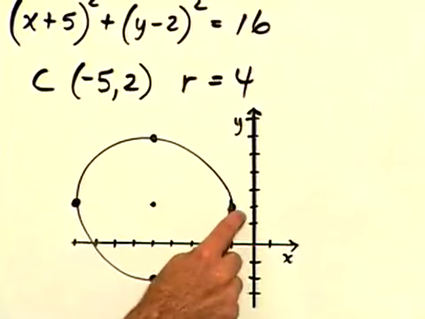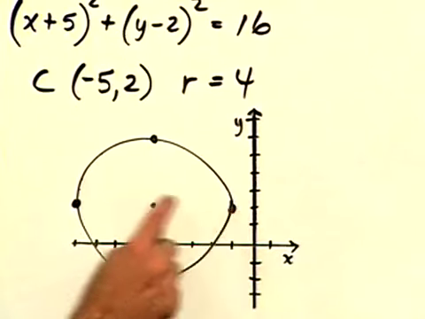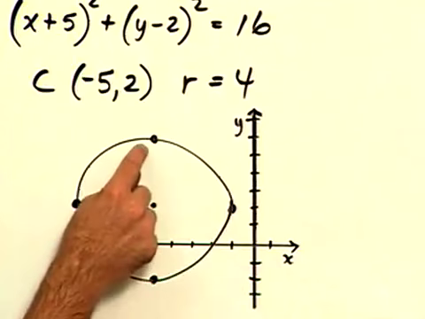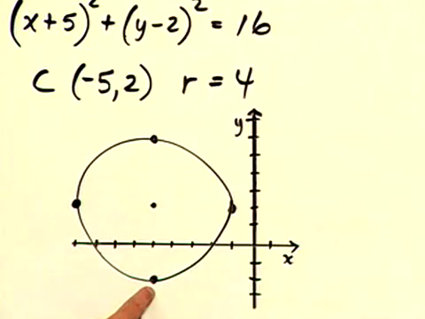So I went 4 to the right and made a point. I went 4 to the left and made a point. I went 4 up and made a point. And I went 4 down and made a point from my center. Then I connected those points to make my circle.